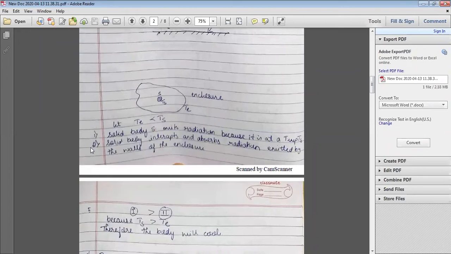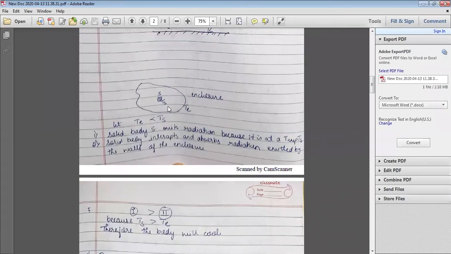Suppose this is 1 and this is 2. 1 is greater than 2 because it is at the higher temperature and this is at the lower temperature. In that case, the solid surface will be cooling down, because the radiation emitted is more than the radiation absorbed. So the body cools down to a certain extent. In this manner, the heat transfer takes place.